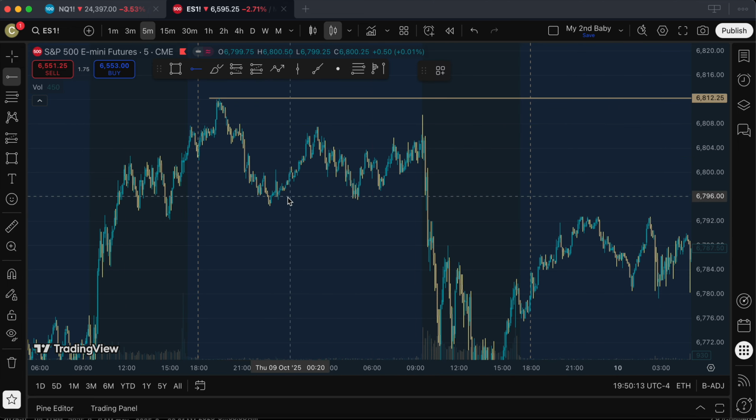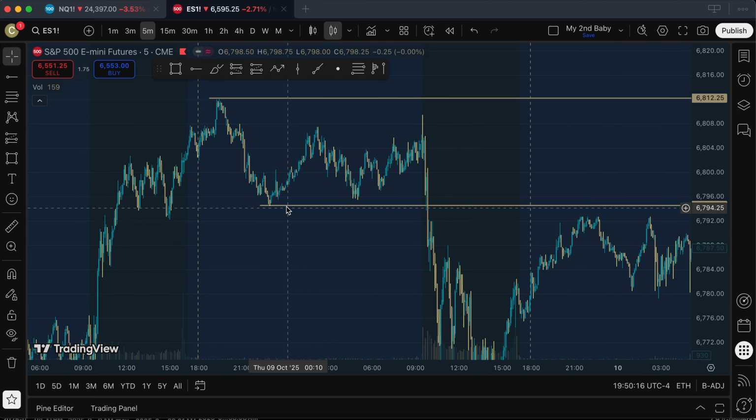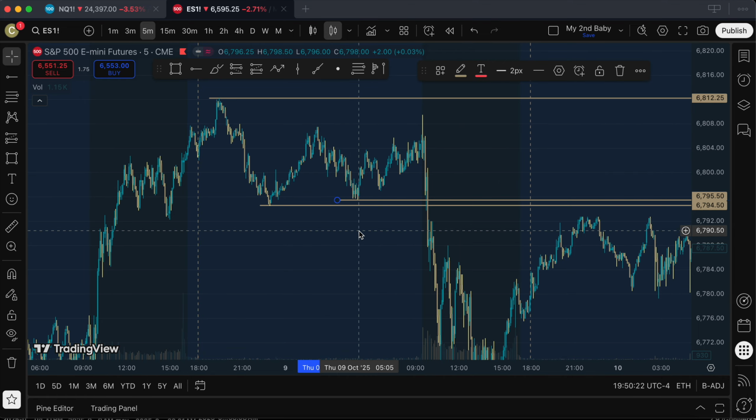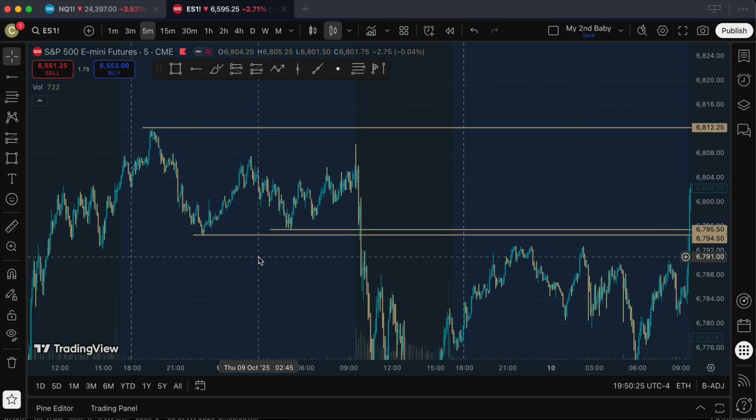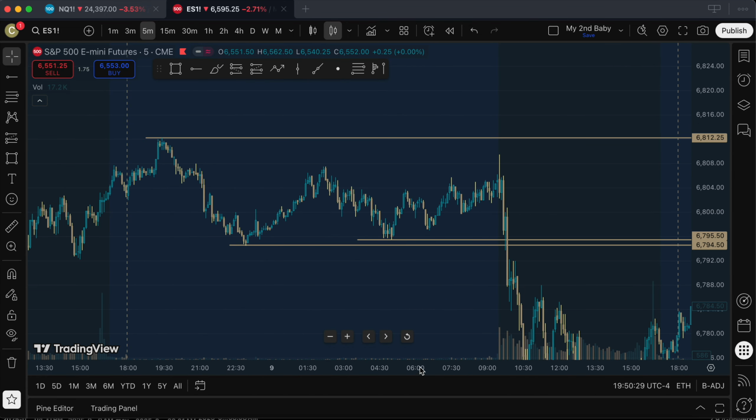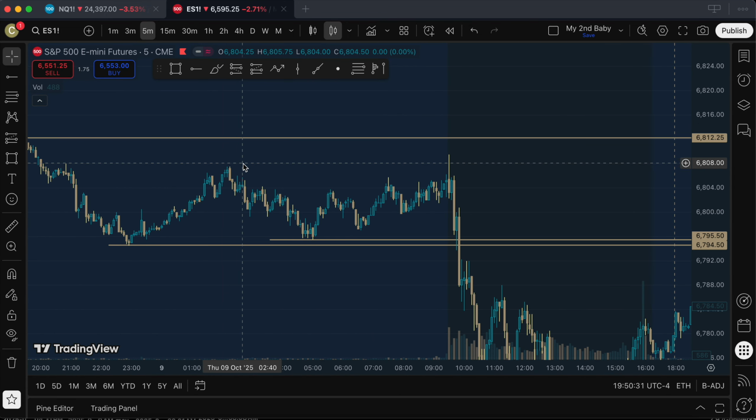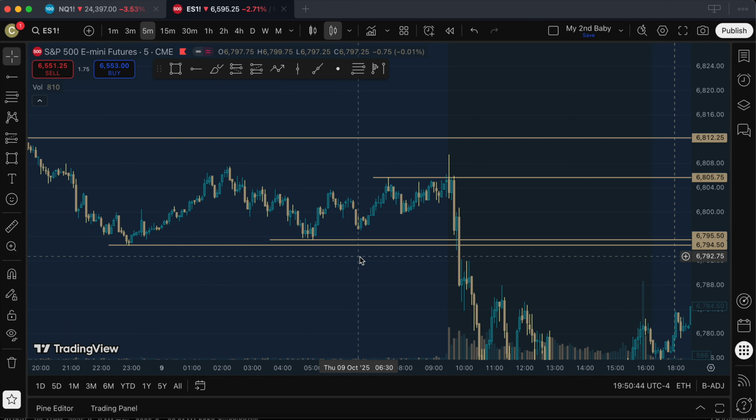What's curious here is that the Asian low on ES wasn't swept by London. That's why we're going to have both of our levels there, Asia and London. And we are going to have our London high. Where's our London high? This is 2:30, we're in here. So this would be our London high right up here. That's our London high right there.